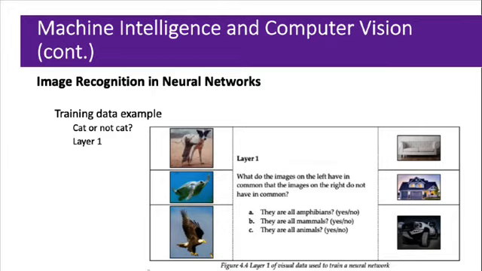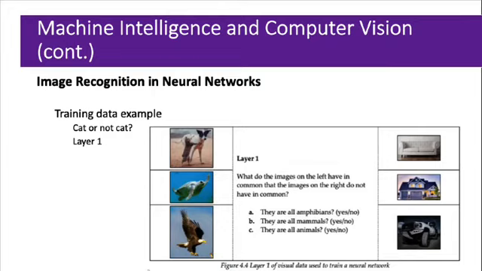Training data example. In order to provide the neural network with visual data to identify a cat, 5 layers are provided. See figures 4.4 through 4.8. Now, progress through each layer, reviewing the questions and determining the answers. This will assist you in completing workbook activity 4.3.